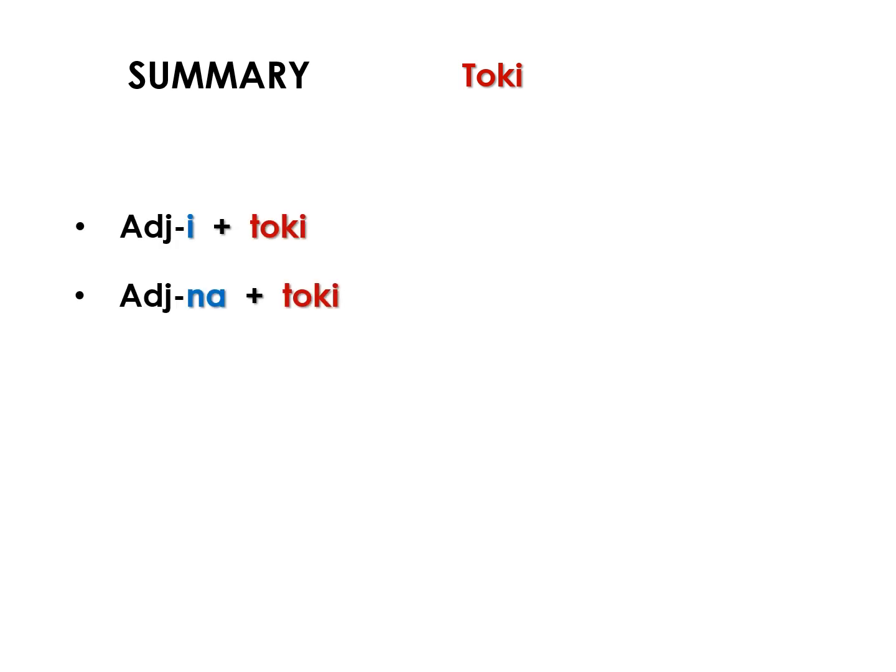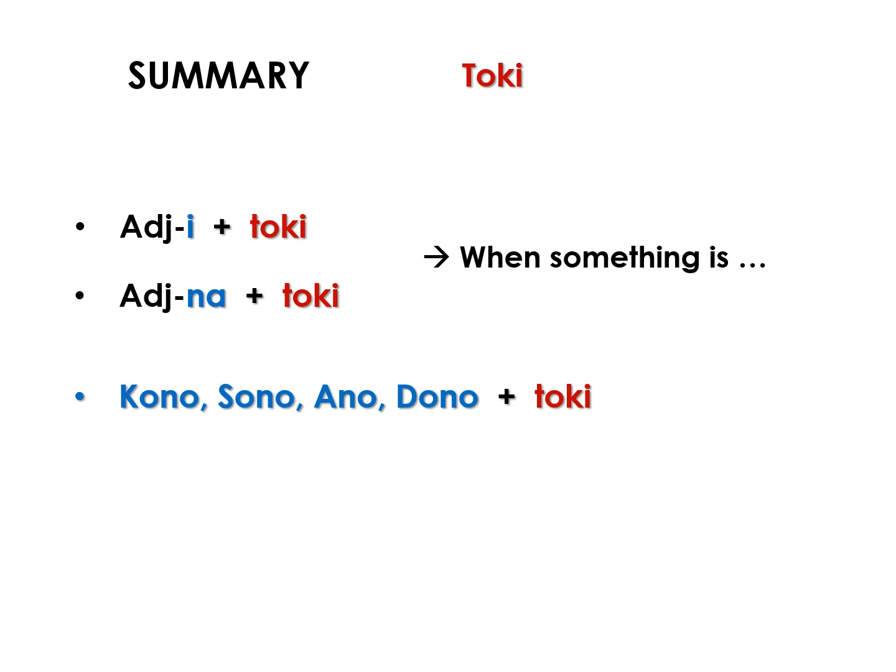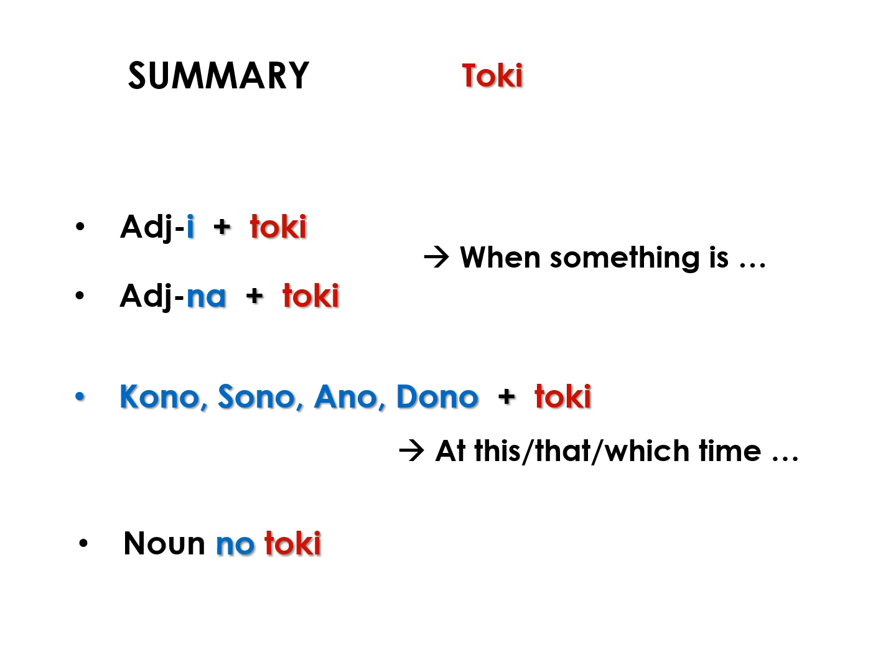Adjectives in the I form and na form can be put directly before toki. It means when something is such and such. The prenominal pronouns kono, sono, ano, and dono can also be put before toki. Kono toki means this time. Sonotoki and anotoki both mean at that time. And donotoki means which time. Now no toki means at the time of.